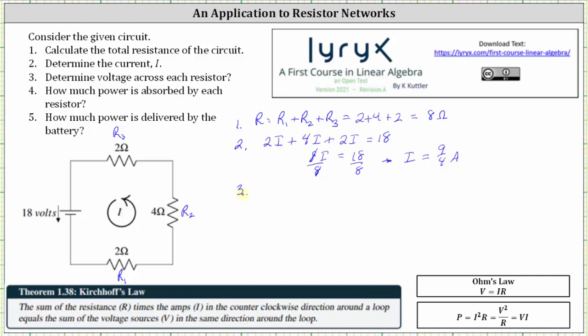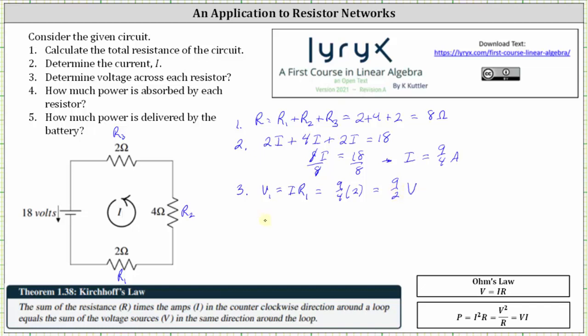For number 3, we're asked to determine the voltage across each resistor. To do this, we'll use Ohm's law again, V equals I times R, where now R is going to be R sub 1, R sub 2, and R sub 3. So the voltage across resistor 1 is V sub 1, which is equal to I times R sub 1, which is equal to 9/4 times R sub 1, which is 2 ohms, which gives us 18/4, or 9/2 volts.